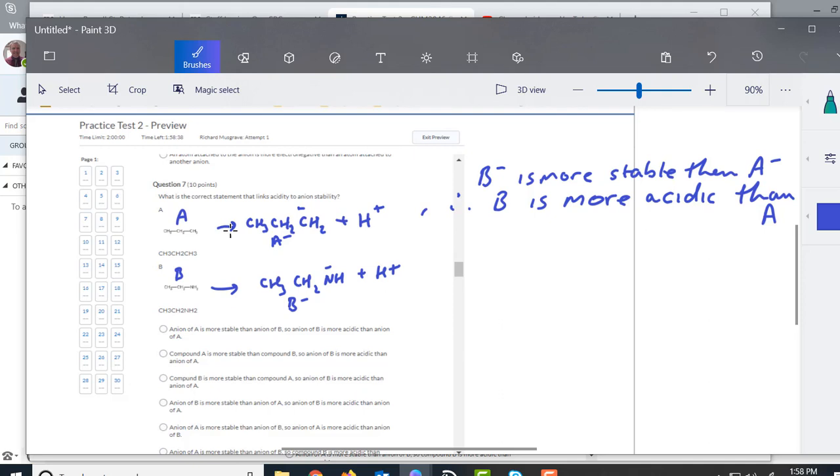Now the way this works, or the reason it works this way, is because if this anion down here is more stable, if this anion here is more stable than this one, then what's going to happen is that more of this anion will end up being produced. That means that more of the H plus will also get produced as well. And if more H plus is getting produced, then that would be a more acidic compound.